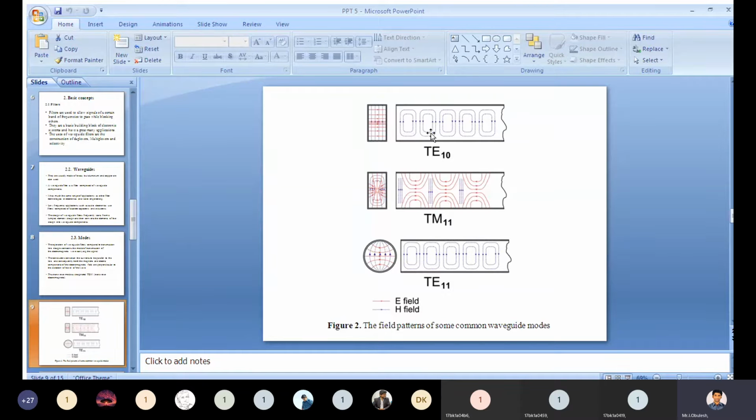Okay, we have waveguides like this. You need to see this red lines indicate the electric fields traveling like this. This blue lines indicate the H field. This is TE10, TE11, TM11. These are some common waveguide modes.